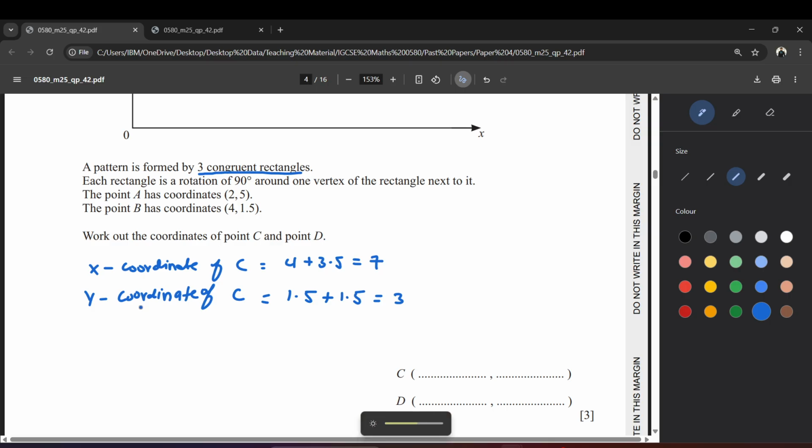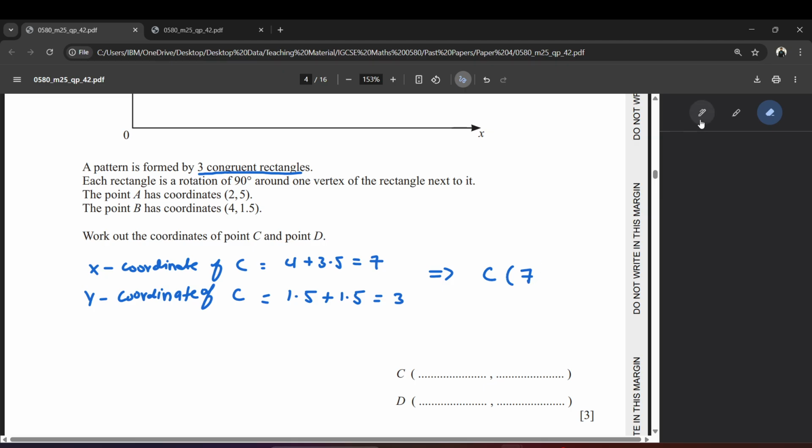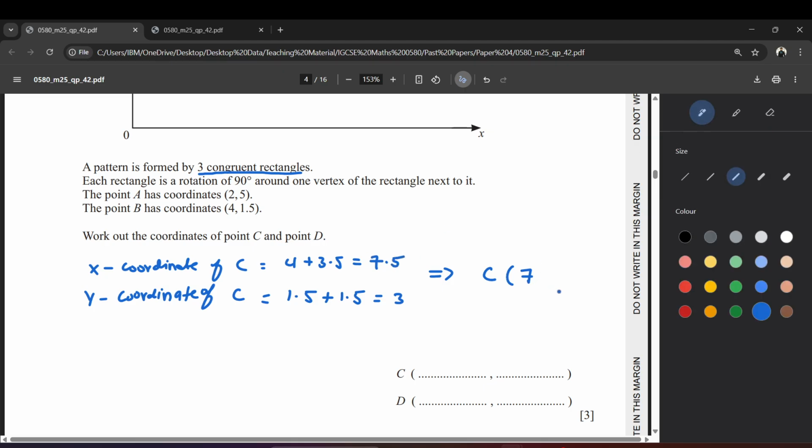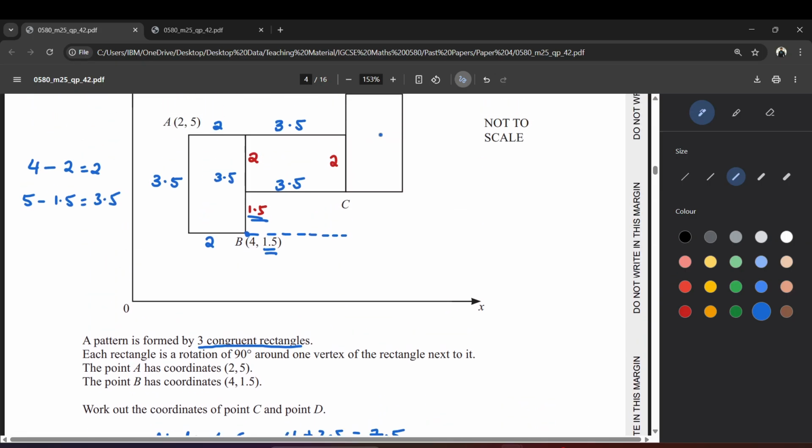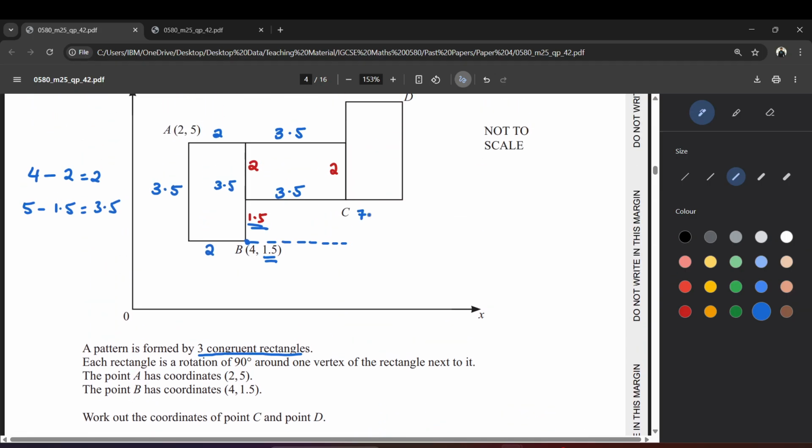All right, now let's try to work out. So basically that gives us the coordinate of C. Sorry, this is 7.5. So 7.5 comma 3. All right, okay, that's the first one. Now we need to work out, let me write this down here, 7.5 and 3.